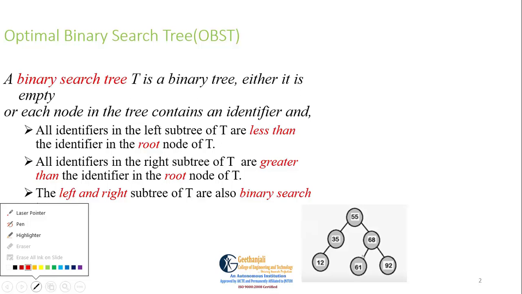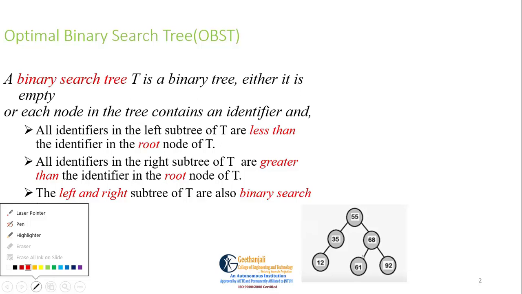Okay, and any element greater than the root element should be there in the right subtree, and it is applicable for the subtrees also, because all the subtrees are also binary search trees. Okay, so the example you can see here. The root element is 55, and any element which is lesser than the root element is there in the left part, like 35 and 12, and any element which is greater than 55 is there in the right side, that is 68, 61 and 92.